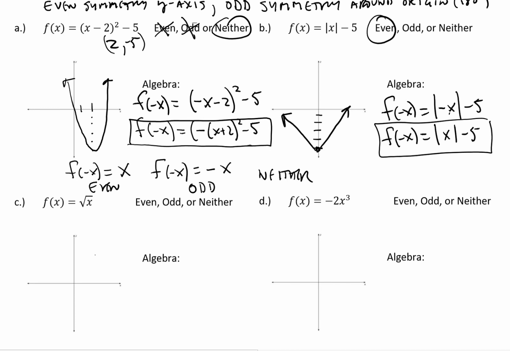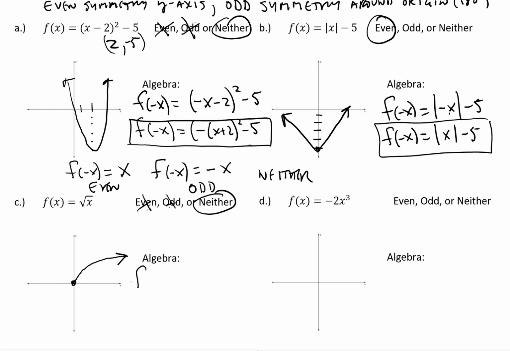For this graph here, we know the square root function is going to do something like this, right? So we know that to be even, it has to be symmetrical around the y-axis, which it is not. And so it's not even, it's not odd, it's neither.